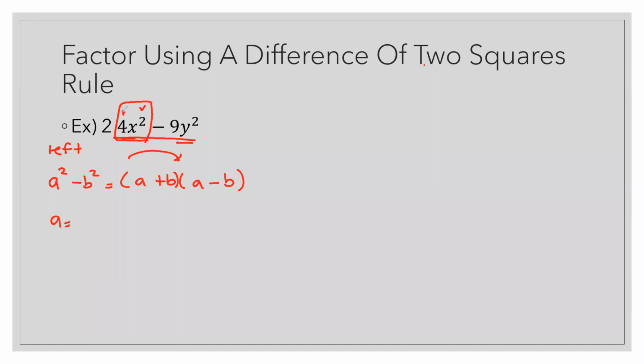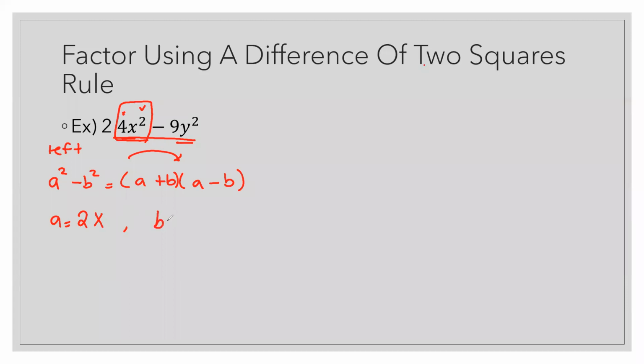Well, let's start with the 4. What number when squared, or times itself twice, gives you 4? 2, right? And then the x squared, what letter when squared gives you x squared? It's just x, right?